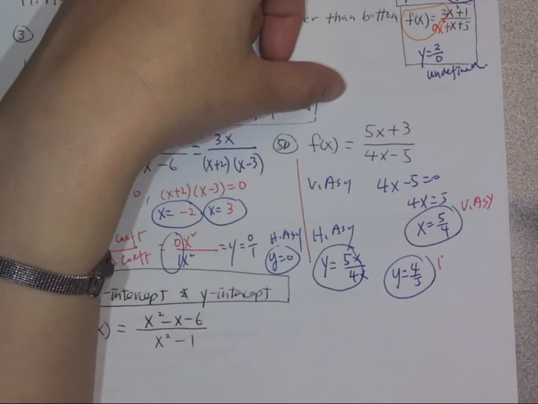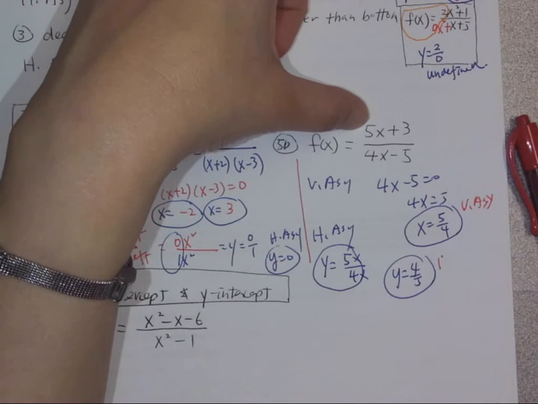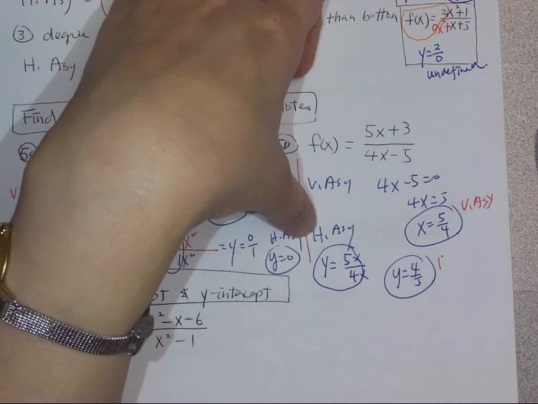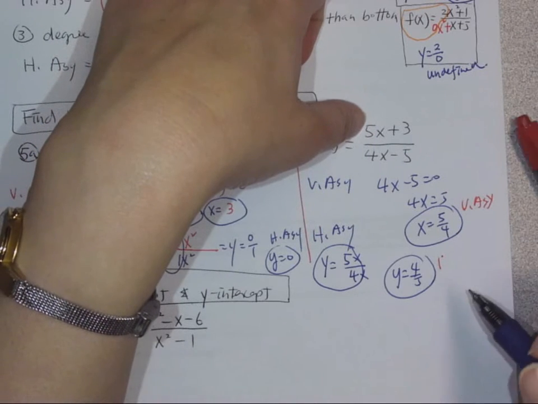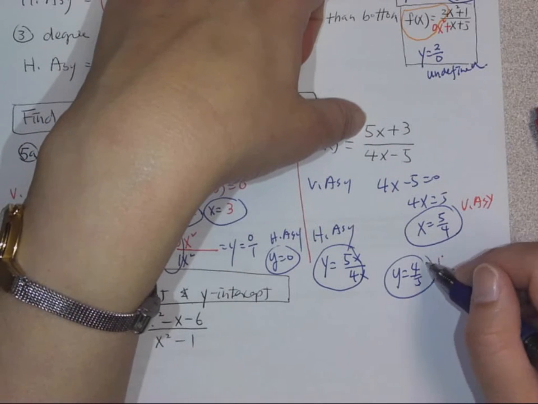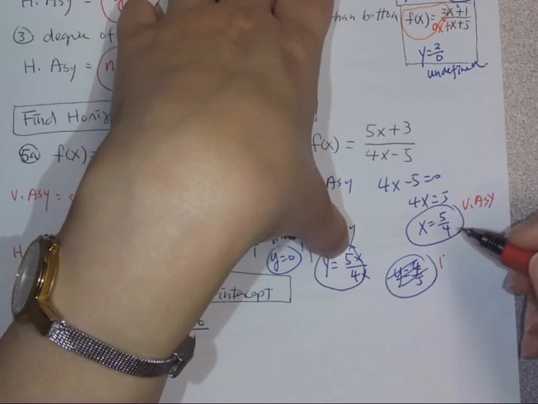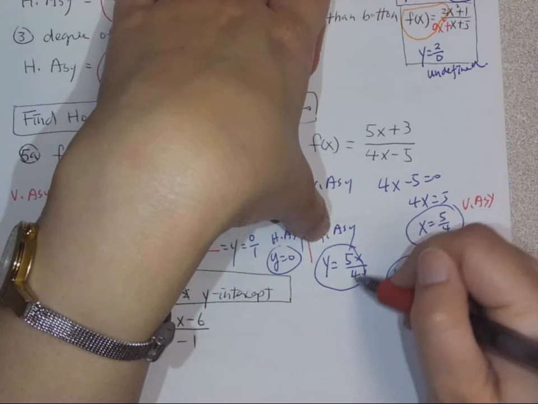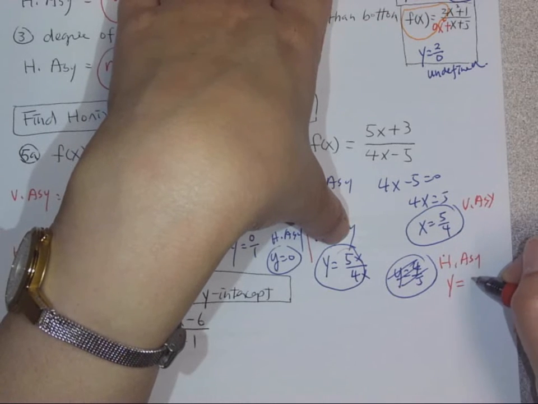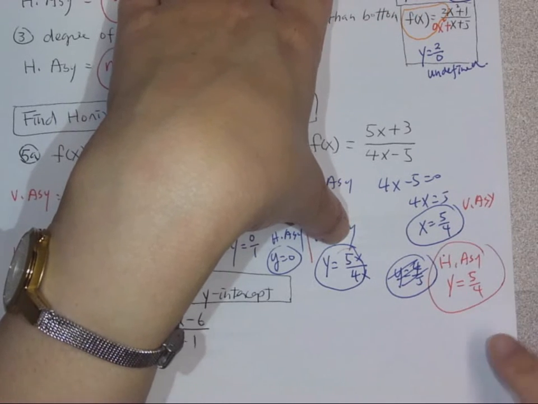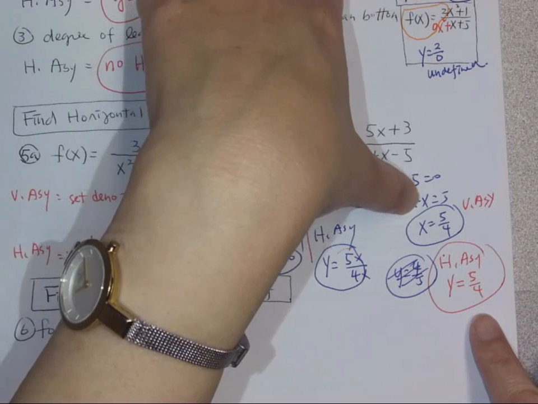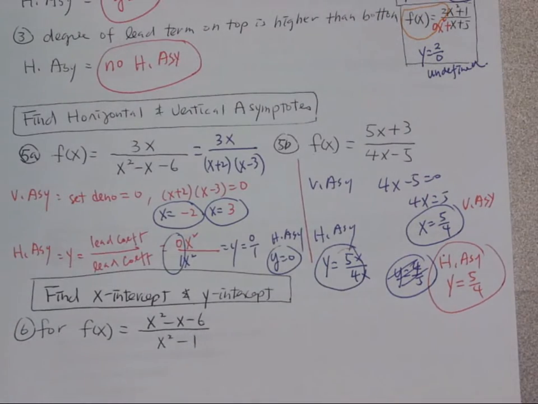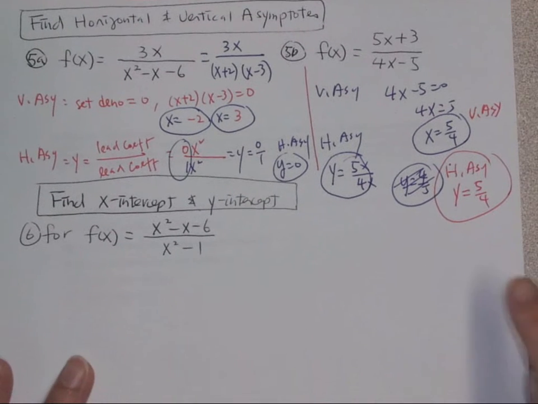Horizontal asymptote, hold on, I did it wrong. Okay, sorry about that. x minus 5 over 4, that's right. And then the horizontal asymptote is also 5 over 4. Why did I do that? Sorry about that, I copied it down wrong. So both of them are 5 over 4, but this one is equal to x, so it's vertical. This one is y, so horizontal. All right, sorry about confusing you a little bit.